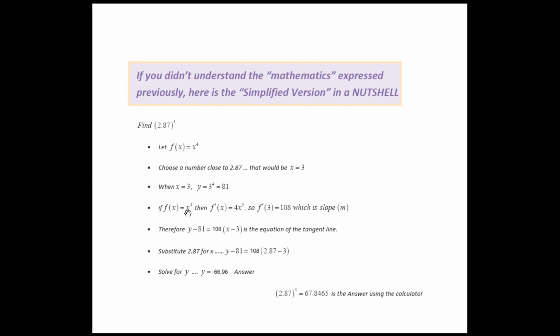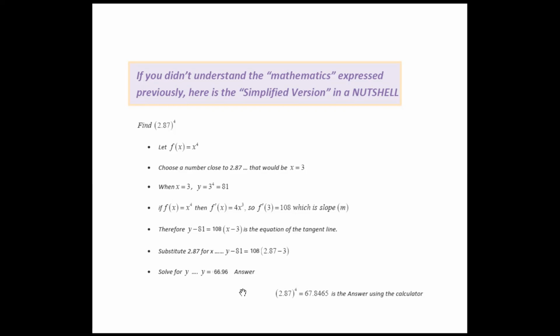If I take the derivative of x to the fourth, that's easy, 4x cubed. If I put 3 into it, I get 108. There's my slope. So y minus the y coordinate is the slope times x minus the x coordinate. This is my formula that I can use now if I want to find 2.87 to the fourth power. I simply put 2.87 into this and do the arithmetic, and I get 66.96. Now, the actual answer is 67.85, rounded to the nearest hundredth.